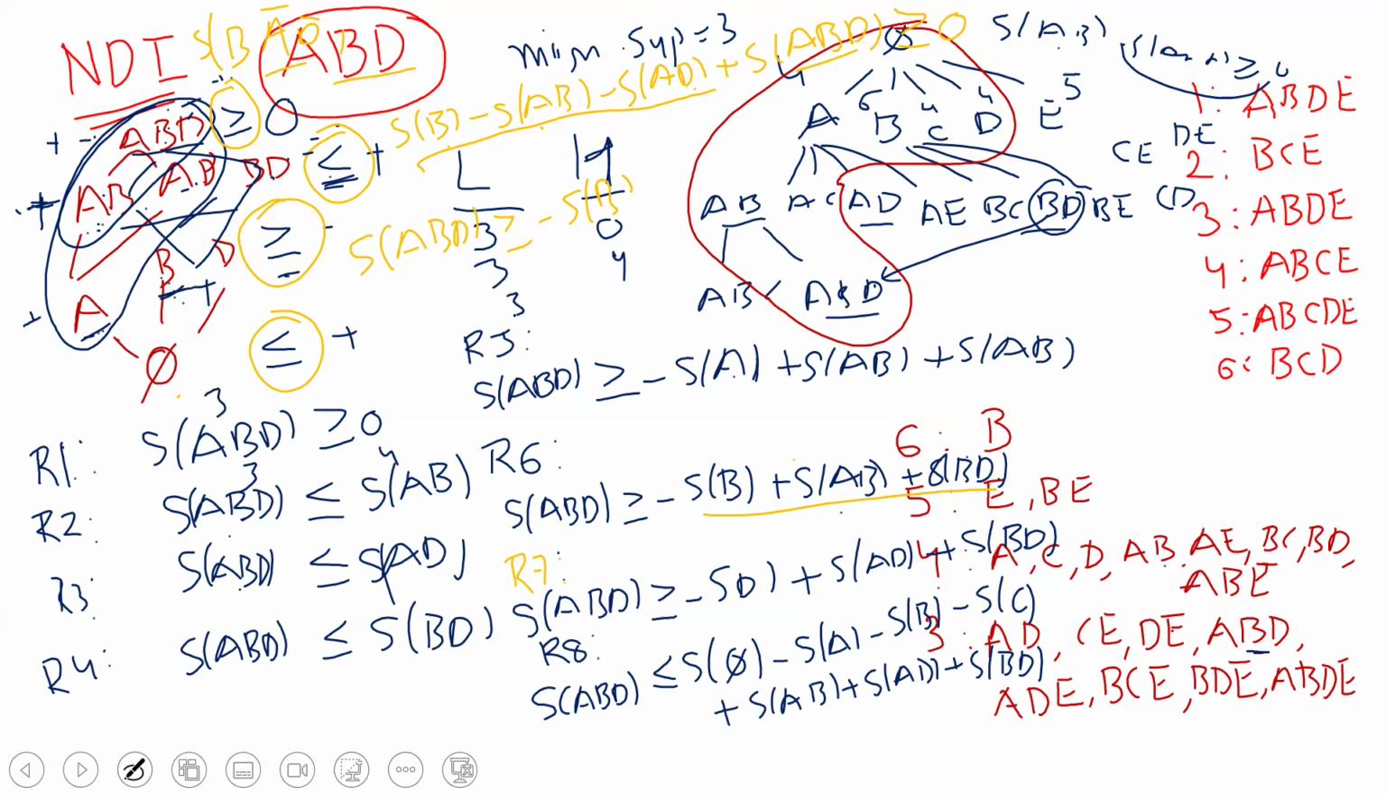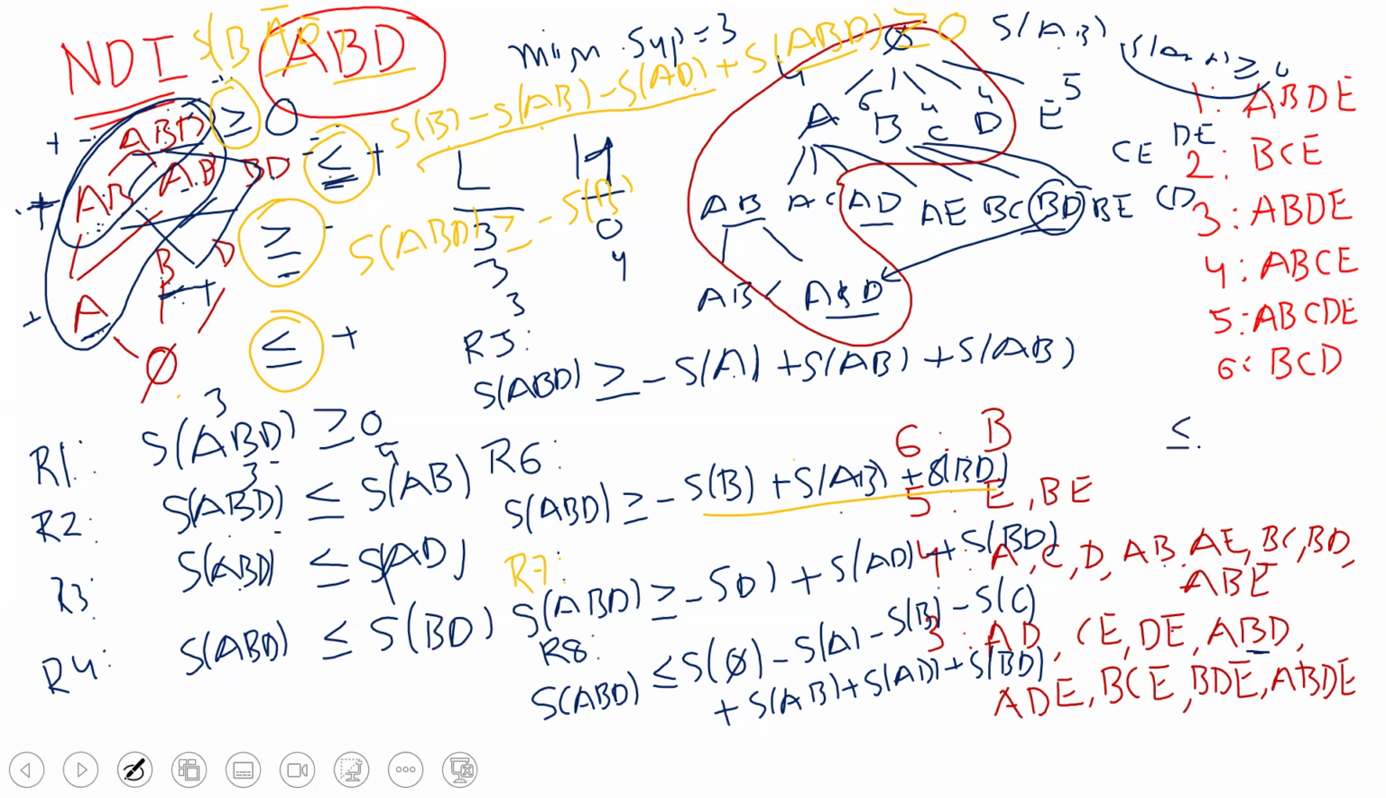Sorry, something is wrong. So what is the left hand side here? Left hand side is 3, right hand side is 4. When it comes here, 3 is okay. Look at this.